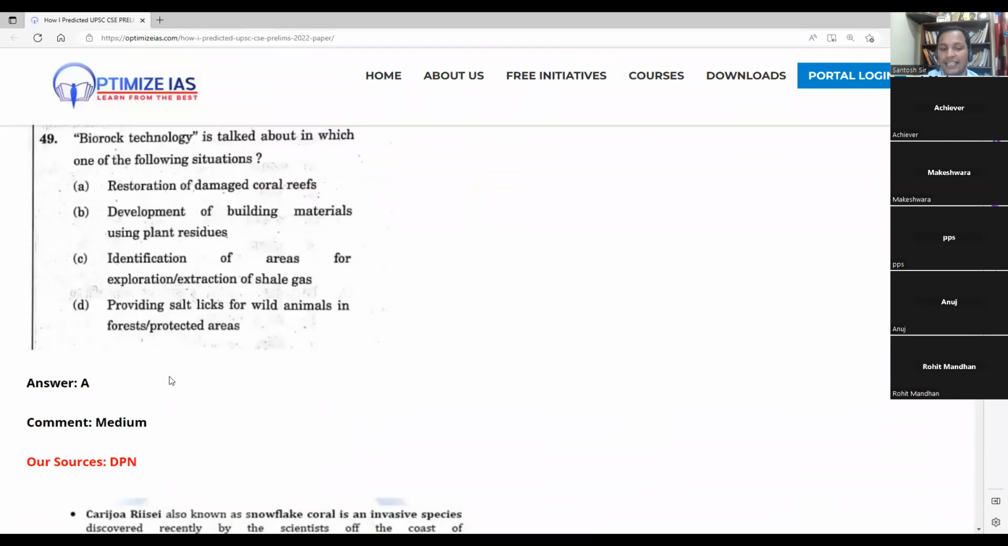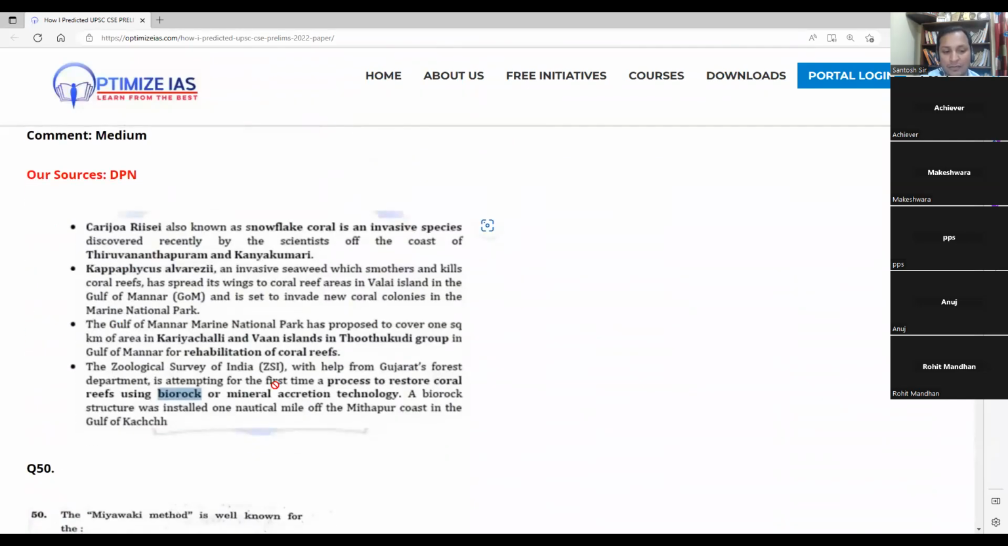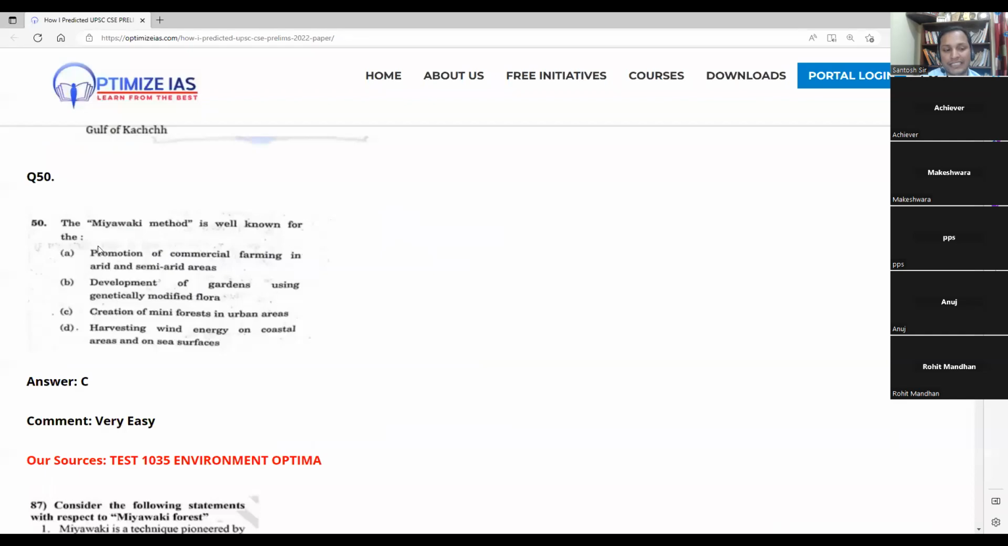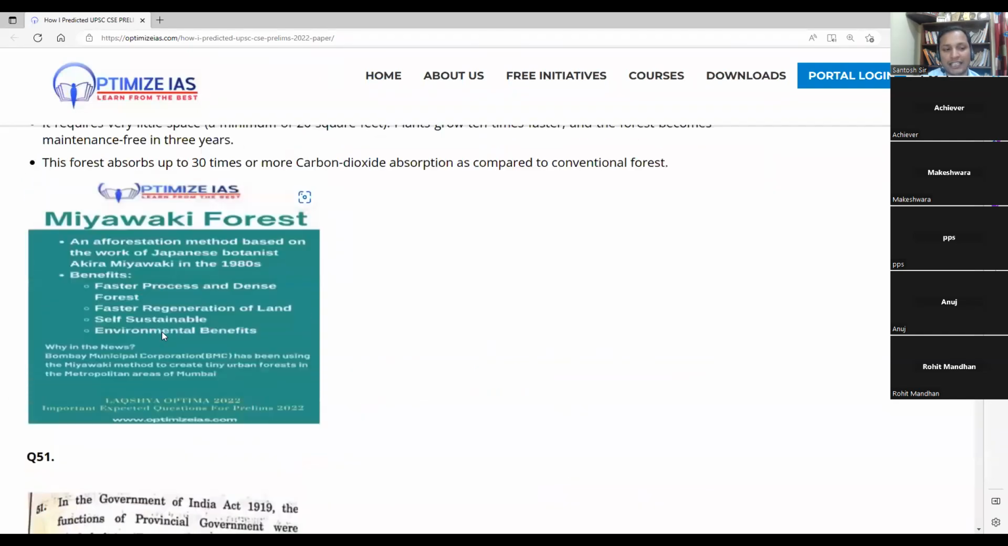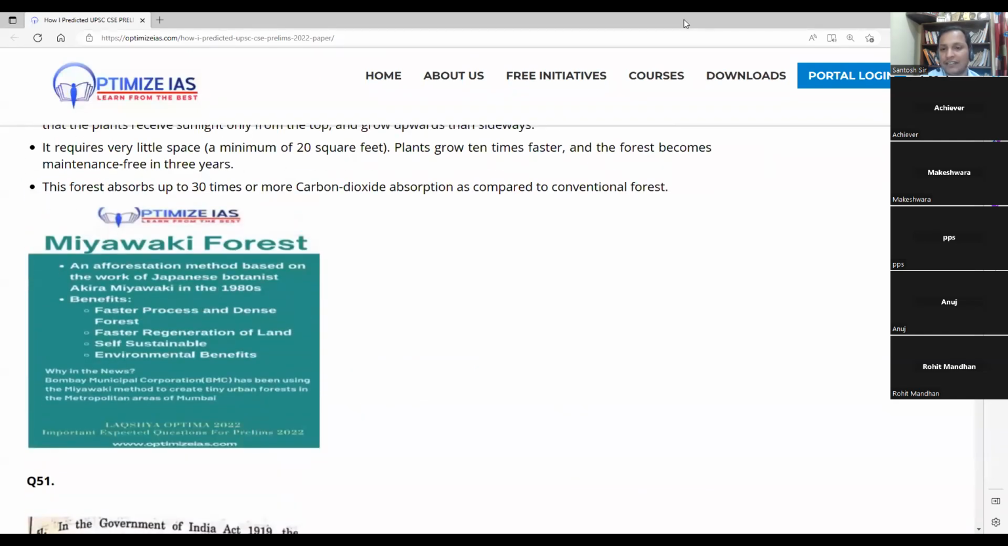Then biorock technology, again from DPN. Biorock technology. Kanyakumari. Gulf of Mannar, coral reefs. Miyawaki. You see Miyawaki again. Optima card, Miyawaki. Directly from the DPN, Miyawaki. Guys, can you see Miyawaki?